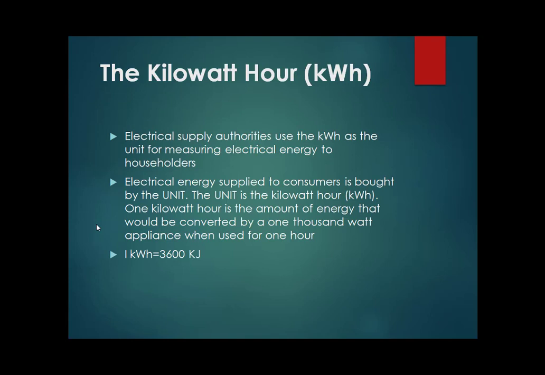Kilowatt hour. There is another unit of energy. Electrical supply authorities use kilowatt hours, kWh, for electrical consumption bills. So electrical energy supplied to the consumer is in units of kilowatt hour. So 1 kilowatt hour is the amount of energy that would be converted by a 1000 watt appliance when used for 1 hour. So 1 kilowatt hour is equal to 3.6 megajoules or 3,600 kilojoules.